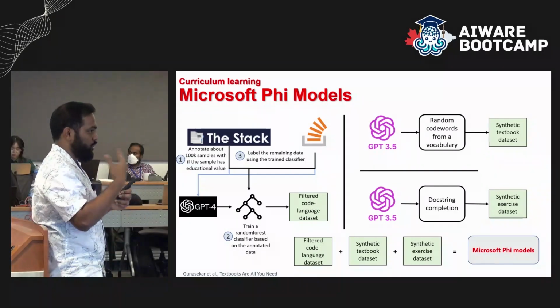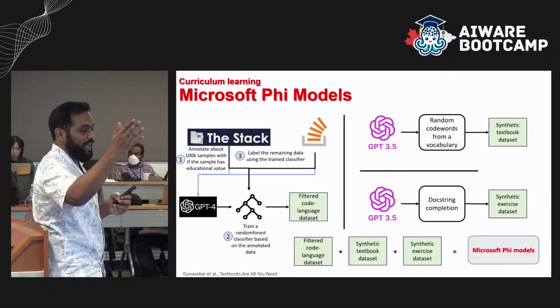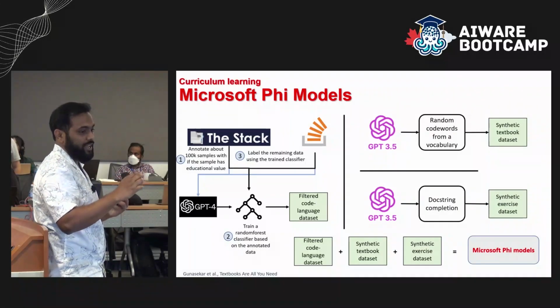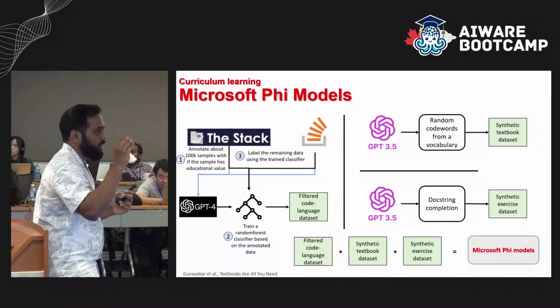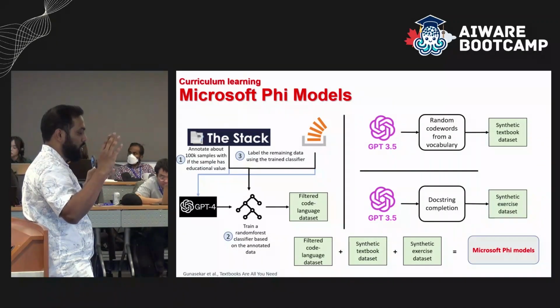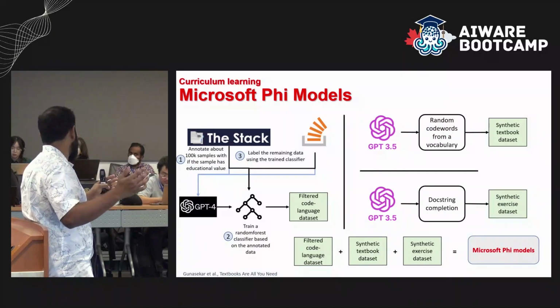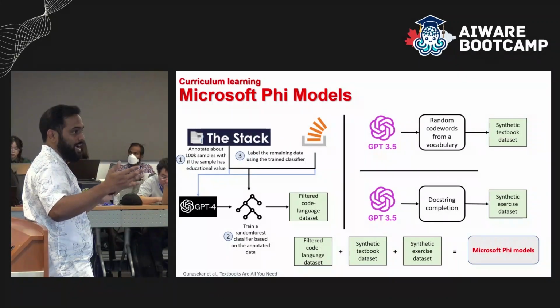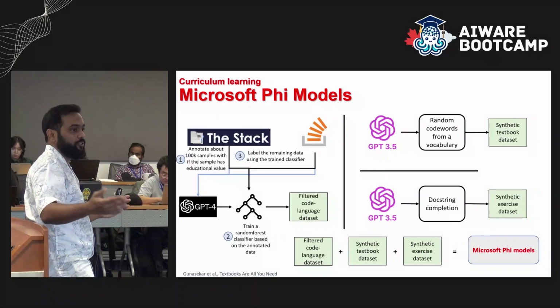And using this, they classified the rest of the Stack and the Stack Overflow dataset, and they created the filtered code language dataset. And then, inspired by another idea: to ensure information diversity and data diversity when you're synthetically generating data, they found that it's good if random words from a vocabulary are selected and provided in the prompt, and the prompt is forced to include that word in a semantically consistent way somehow.